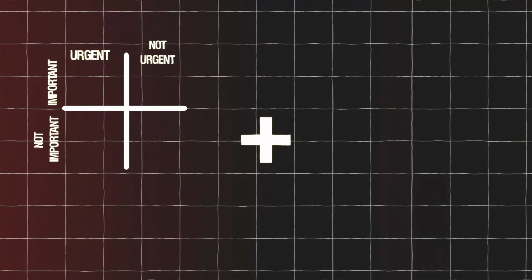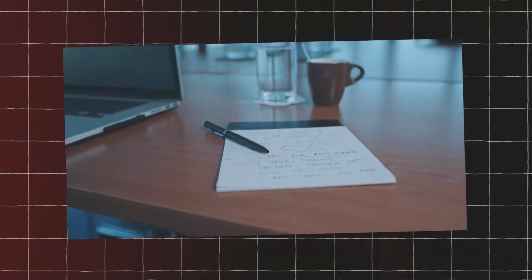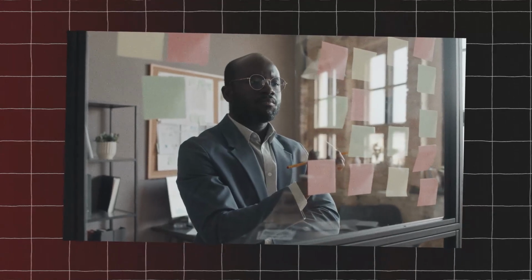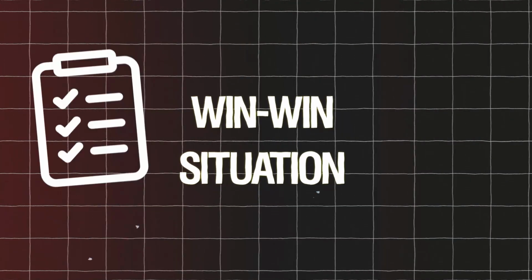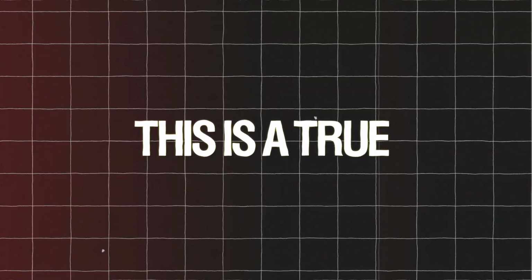By combining the Eisenhower Matrix with tight deadlines, you're creating a powerful productivity duo. You'll not only prioritize your tasks effectively, but also ensure that they get done on time. It's a win-win situation for your to-do list and your peace of mind. Trust me, this is a tried and true method.